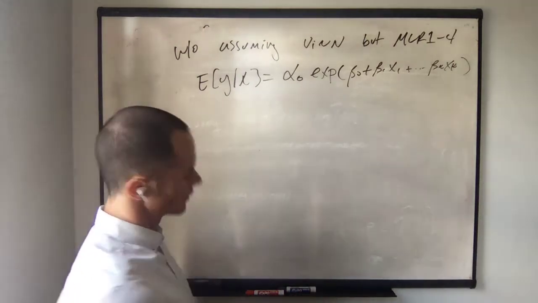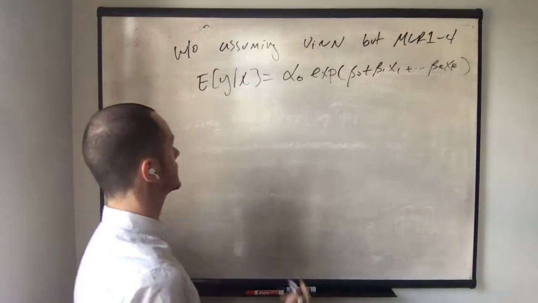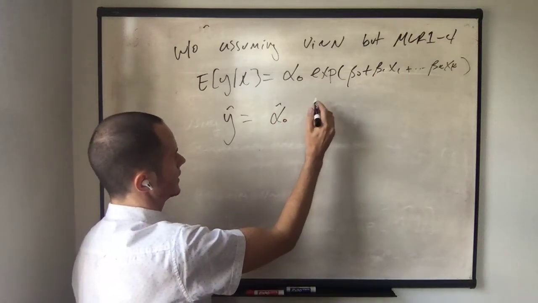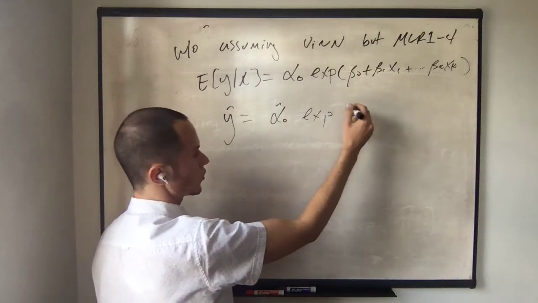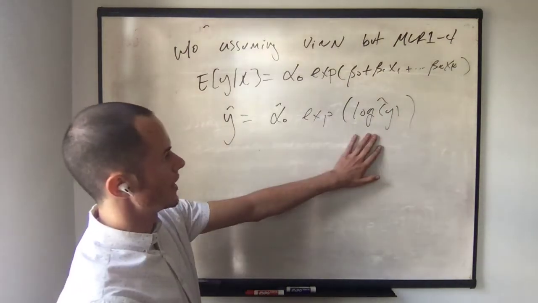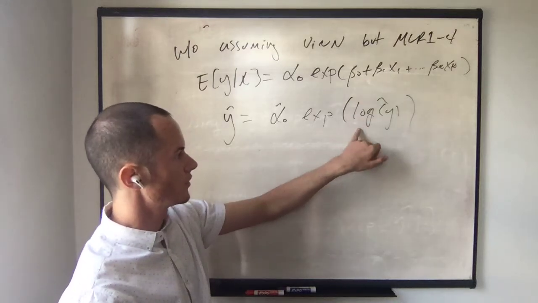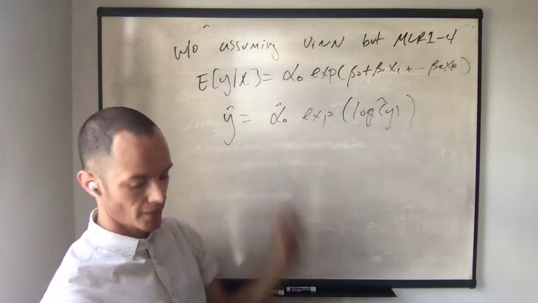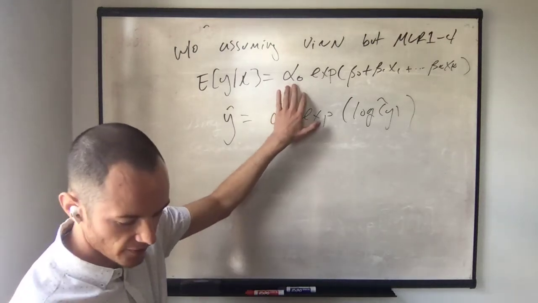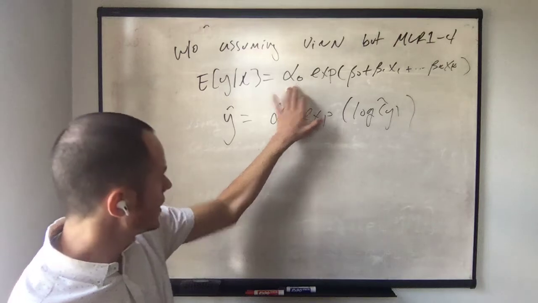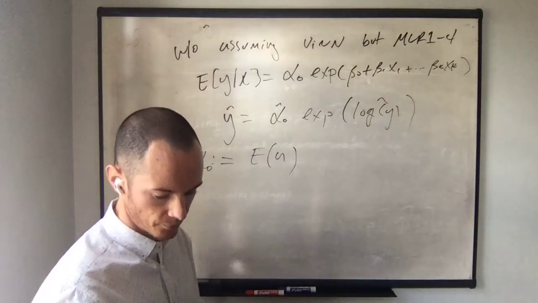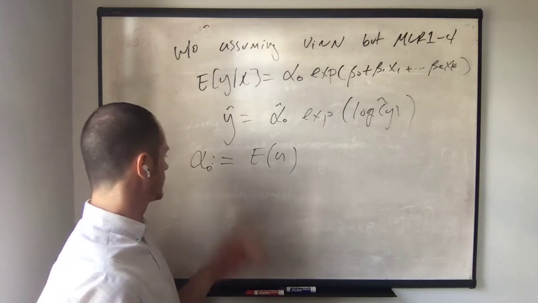What this expression represents when estimated is y hat equals alpha naught hat times e to the power of log y hat. Log y hat is equal to that equation. Take the exponent of log y hat, you get that thing, and then we need to multiply it by this scaling factor. Alpha hat is the estimate of alpha, and what alpha represents is the expected value of e to the u. So we need an estimate of alpha.